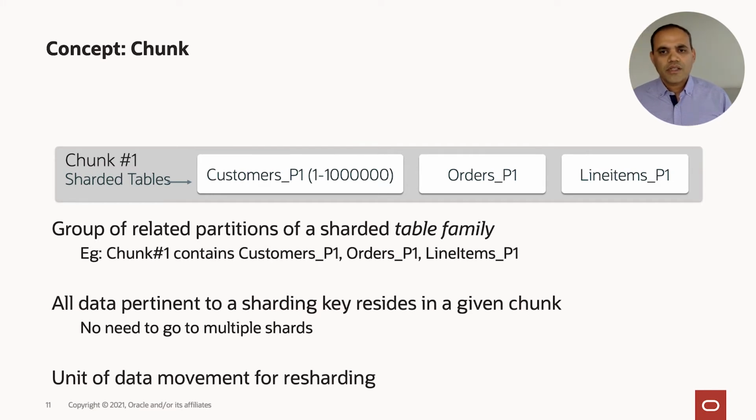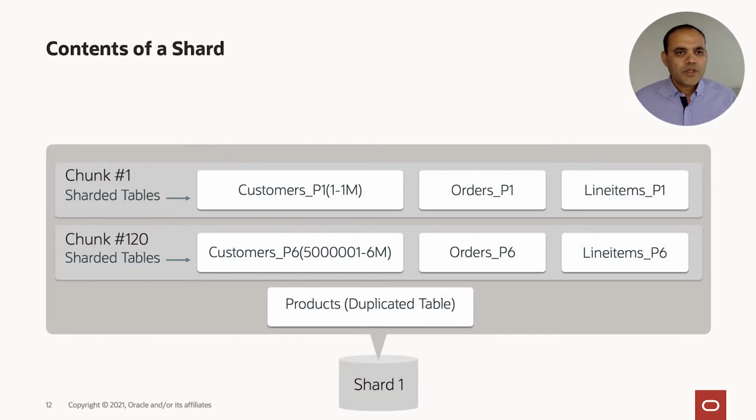A chunk is just a logical concept, and there is no limitation on the number of chunks we can have in a sharded table. It's also important because this is our unit of data movement. We talked about being able to rebalance the data, elasticity, and when we move data, we move it in units of chunks. This is what a shard looks like under the hood. So a shard has a bunch of chunks which have the data for the sharded table, and then the data for the duplicated table.